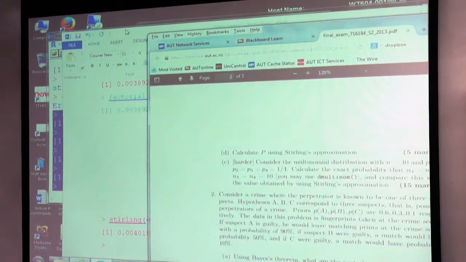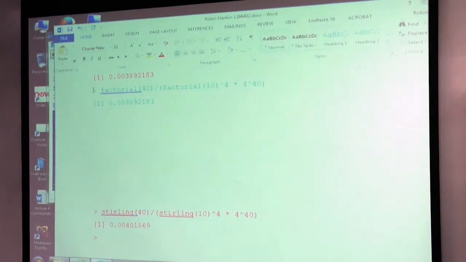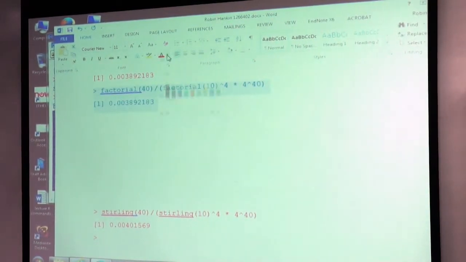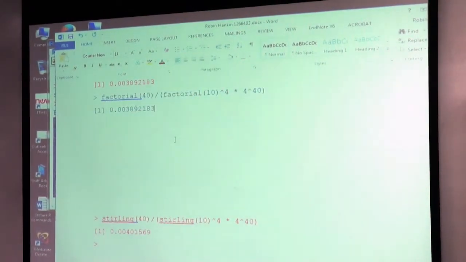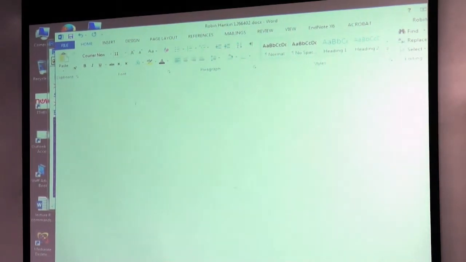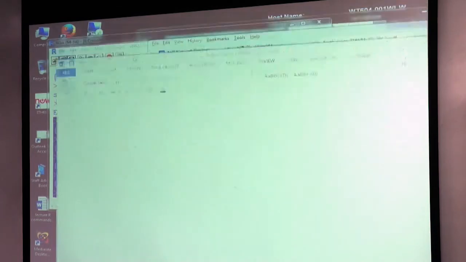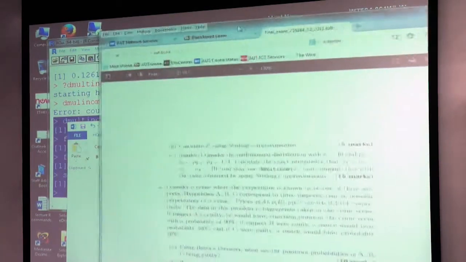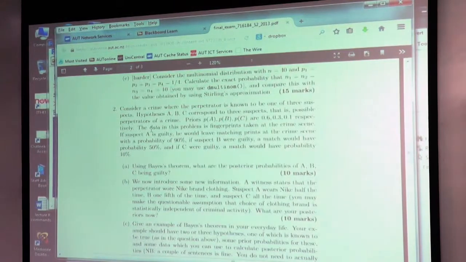Could you do this slightly darker blue? Darker blue, yeah? Better? Yeah. Okay.